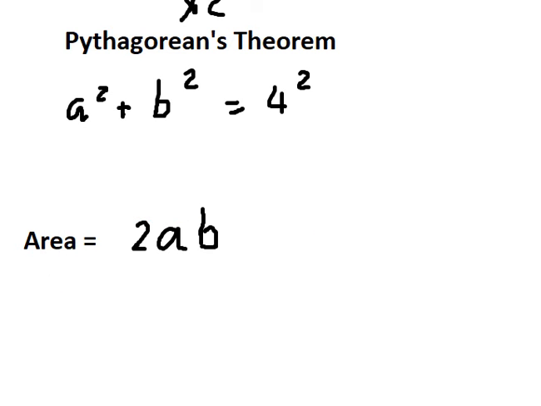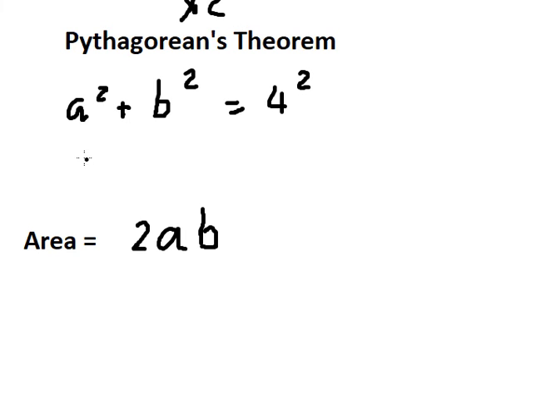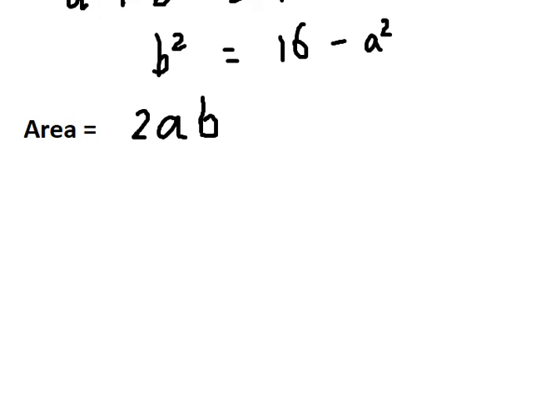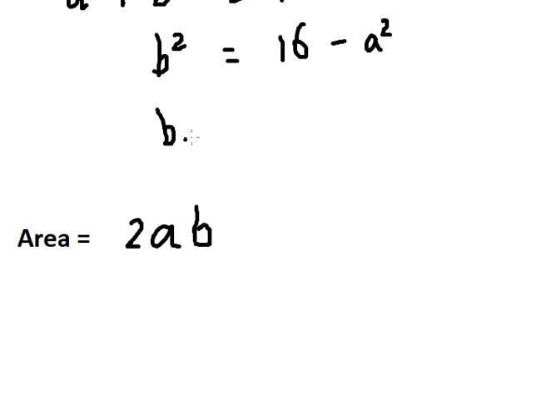Now we have this one. So I will put a square to the right. And this one, 4 square, we have 16. Now we take the square root for both sides. And that is b equals the square root of 16 minus a square.